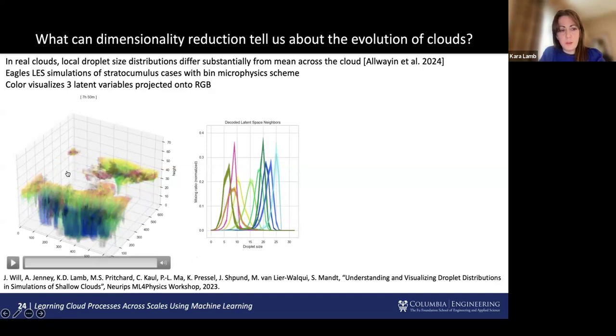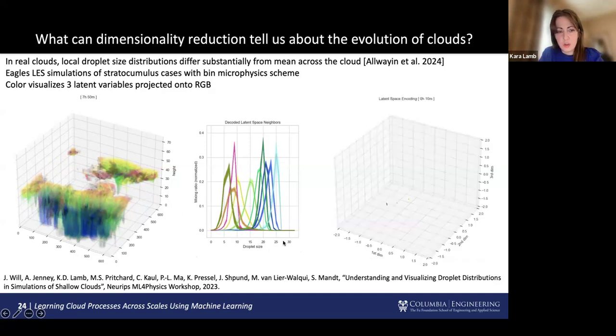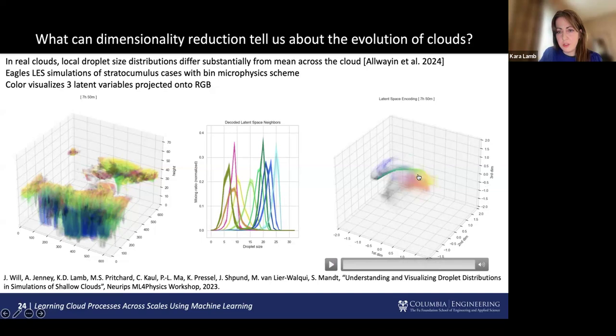So one other way that we can think about this is visualizing how this whole cloud field evolves in this microphysical, in this latent variable space. So this is basically showing the same simulation, but in terms of this first latent variable, this second latent variable, and this third latent variable. And then we're just showing here all of the droplet size distributions in space in that latent variable representation. So you can see initially we have all of these droplet size distributions here, and then over time, as the cloud field evolves to rain, we see it follows this path in this latent space representation.